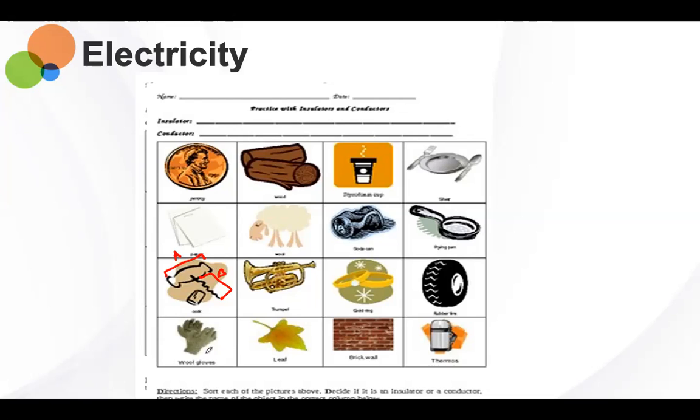Would the gloves be conductor or insulator? Insulator. And the wood at the top here? Insulator. And what does this look like? Is it like wool again? Wool, right? Of a sheep. Insulators. So insulator and trumpet. Conductor. Conductor, right? And the leaf here, of course. Insulator.